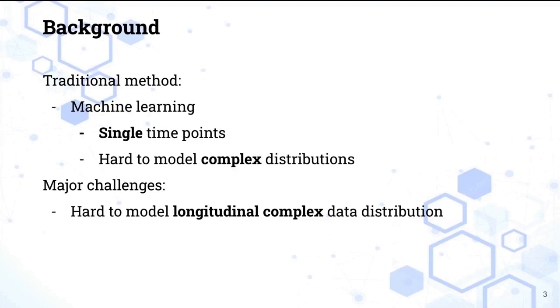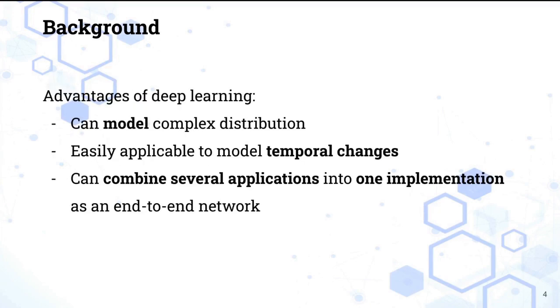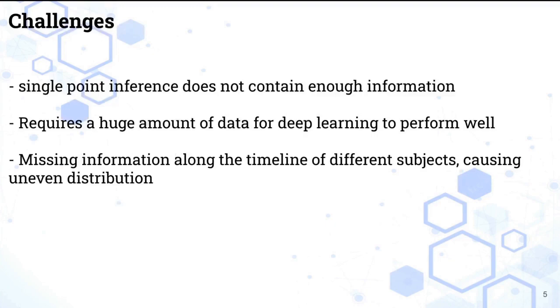If we just look at a single time point, we are not able to get a lot of information out of it. So instead of machine learning, we'll look at deep learning. Deep learning can model complex distribution much better than machine learning. It's easier to apply to temporal changes, and we can combine several applications into one network. But the challenges for this is that deep learning requires a huge amount of data set, and there's a lot of missing information along the time point of different subjects of the gut microbiome data.